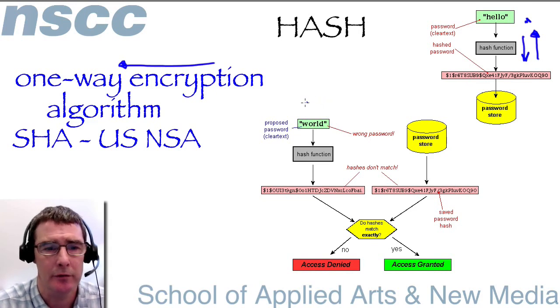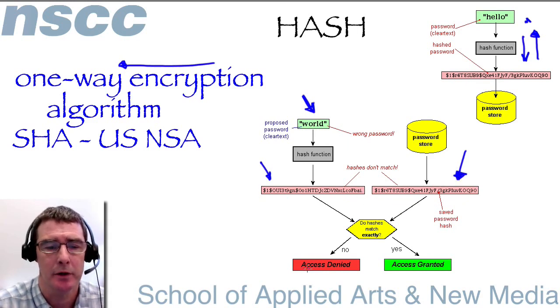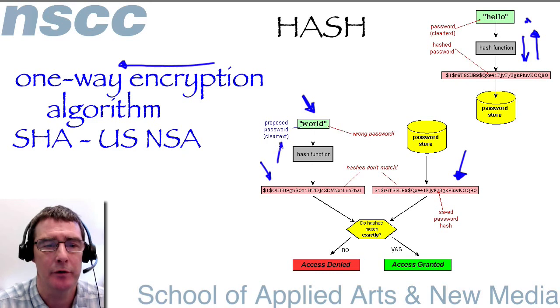Now someone else logs into the system and they try the password world. They go through the same hash algorithm, and what comes out is a hash. This hash is compared to the hash from the word hello that is stored on the computer, and they don't match, so access is denied. So we can safely store password hashes in the computer, and because the hash can't be reverse engineered, the passwords are still secure. This hashing algorithm is a big part in many encryption systems and security systems.